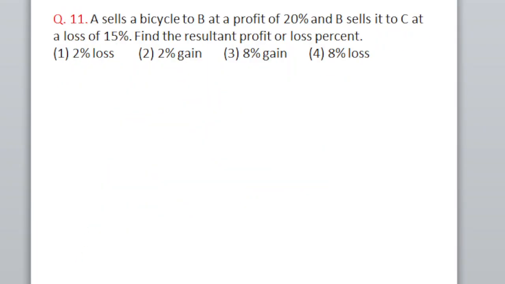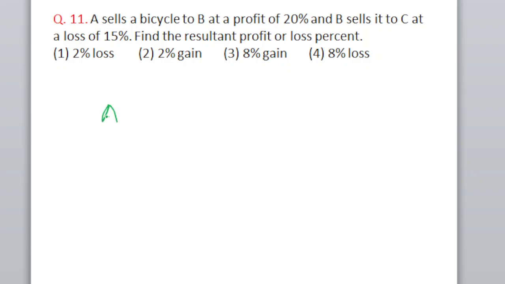Now next question, that is question number 11. Now students, as you know that I am solving just 2 or 3 problems because it will help you to concentrate more on the questions. A sells a bicycle to B at a profit of 20% and B sells it to C at a loss of 15%. Find the resultant profit or loss percent. Now again I will solve this question by using 2 methods.